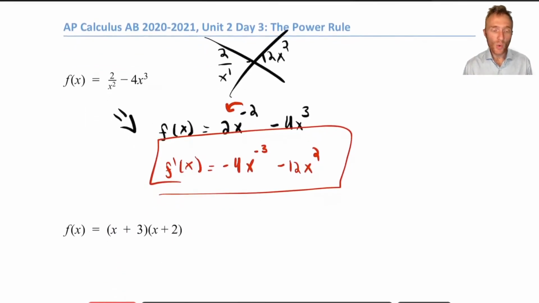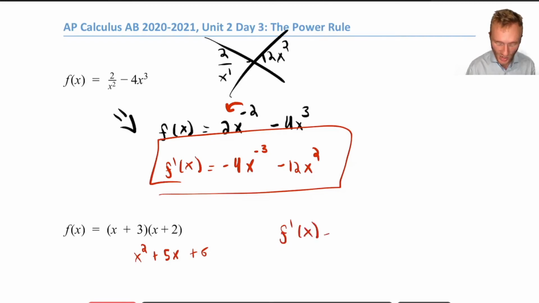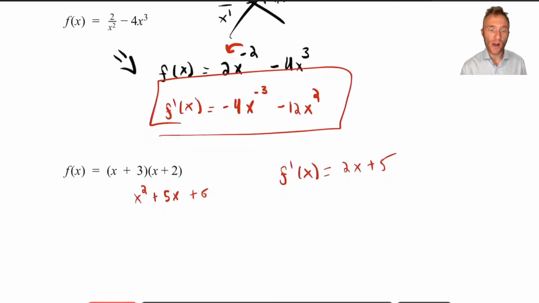Same thing here. What I would imagine some people might do is they might try and say, oh, this is 1 times 1 just to make 1 when we take those derivatives. But it's not. You have to multiply this out to make x squared plus 5x plus 6. Then we can do the power rule to say f prime of x is 2x plus 5. Okay, so you have to multiply these things all out.